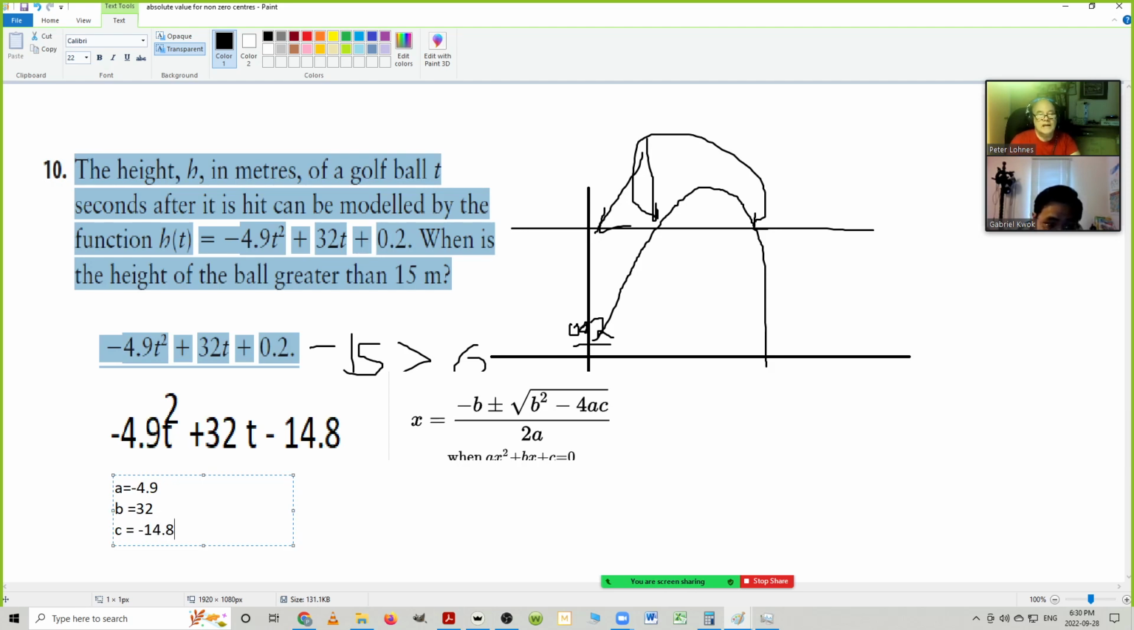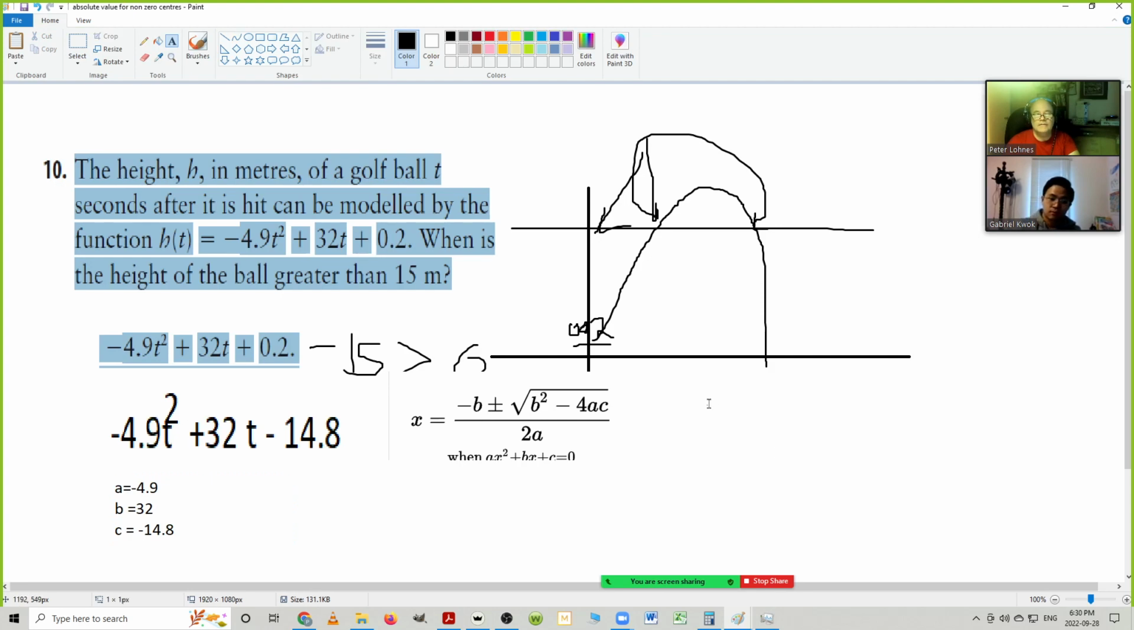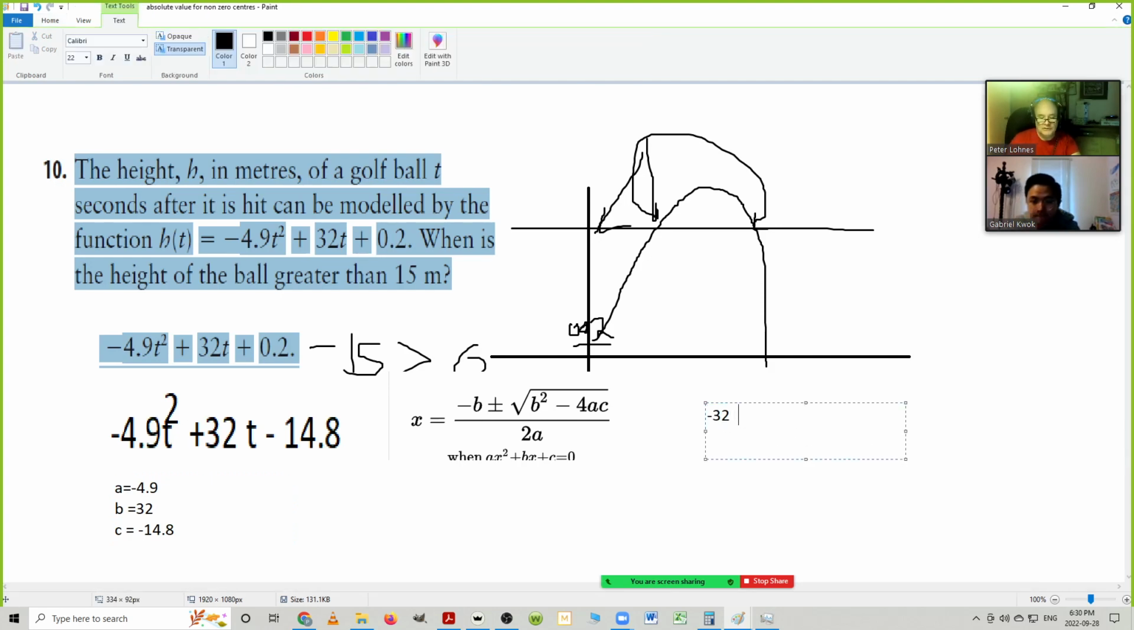And C is negative 14.8. So we got to go over here and turn B negative. So we've got negative 32 plus, we're going to do one with plus and one with minus. And then in the square root, what do we have? B squared. So 32 squared minus 4 times negative 4.9 times negative 14.8. It's going to be a negative.